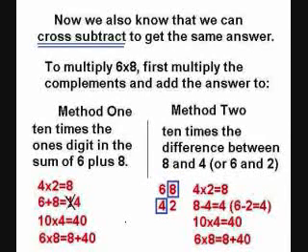To multiply 6 times 8, first multiply the complements and then add that answer to, in method 1, 10 times the ones digit in the sum of 6 and 8, and by method 2, 10 times the difference between 8 and 4, or 6 and 2.